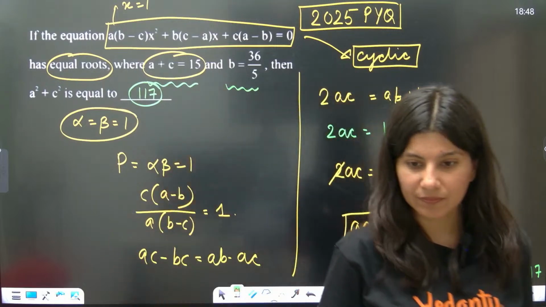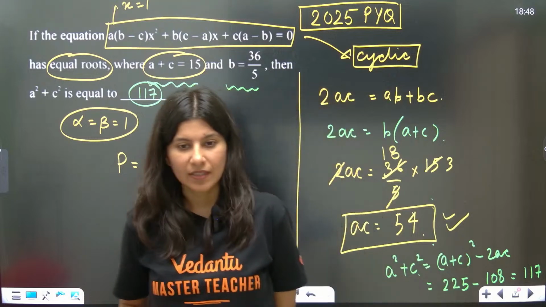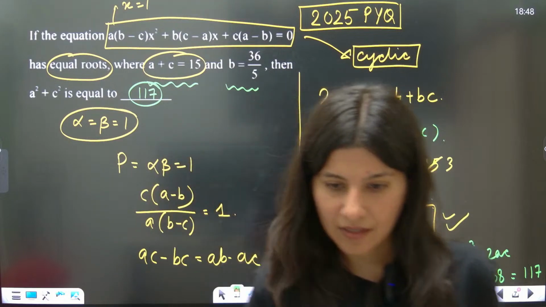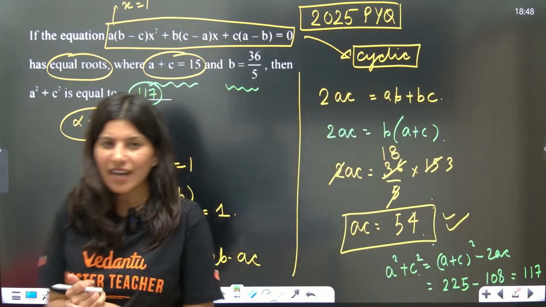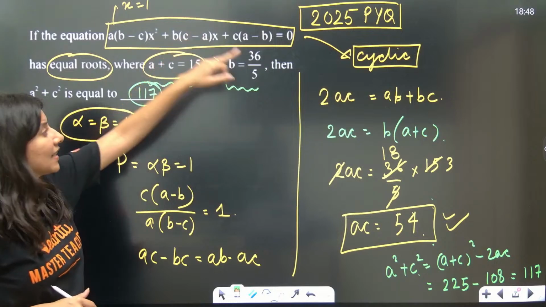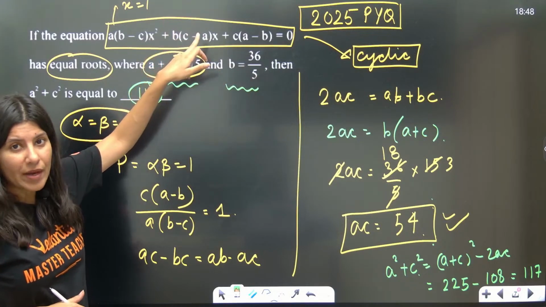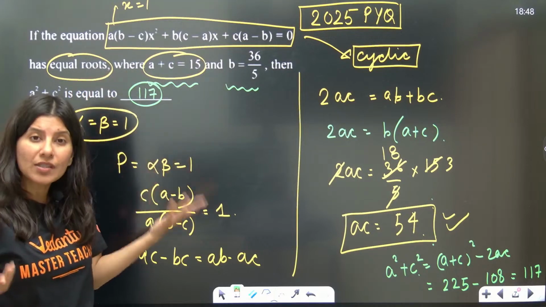Okay? Clear? Yes. Same type of question you can expect in April. Now let us understand a very easy question. What do you think? Without even theory, just by cyclic order, x equals 1 is the root. Now if the equal roots are there, then both roots are 1.